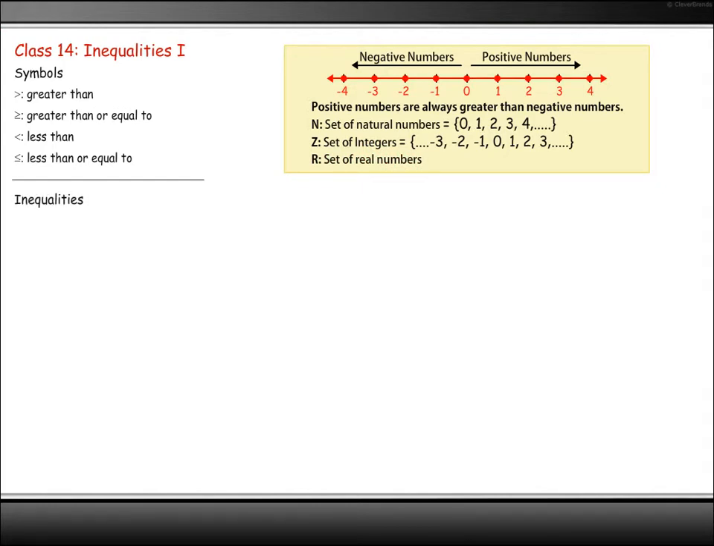Inequalities. x is less than or equal to 2. This is an example of an inequality. To solve inequalities, certain rules must be obeyed. Here are the rules for inequalities.